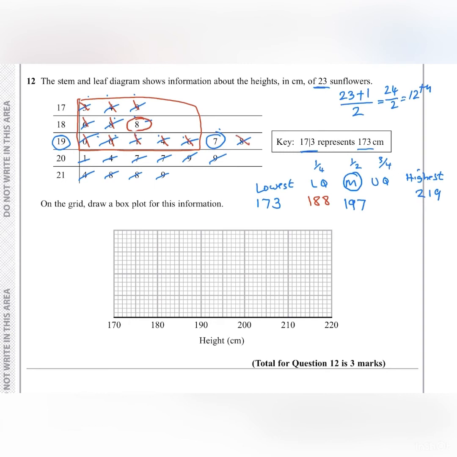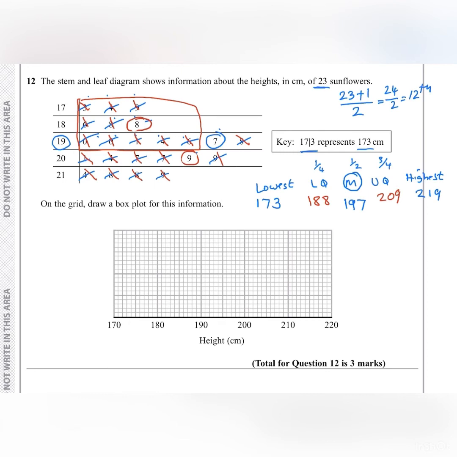Then we do the same thing for the upper quartile. So I'm just going to cross this from either side. That will go with this one, and that goes with that one. And then we're left with this value here, and that is 209. 209 over here.